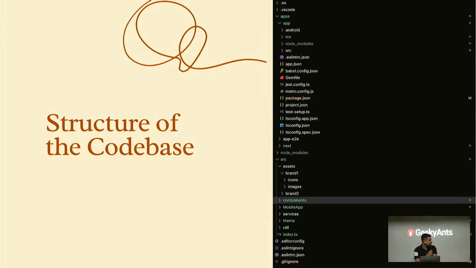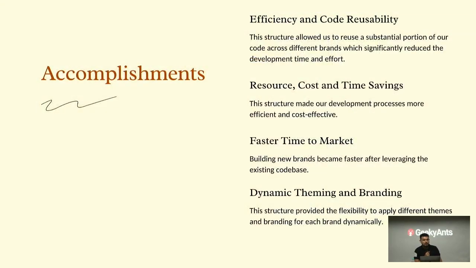Using this structure, we were able to accomplish some things. Let's look into that. First of all, this structure allowed us to reuse a substantial portion of our code base, which led to resource cost and time savings. We were able to make the apps faster, and we were able to deploy them faster to the App Store and Play Store. And it also supported us in having dynamic theming and branding.